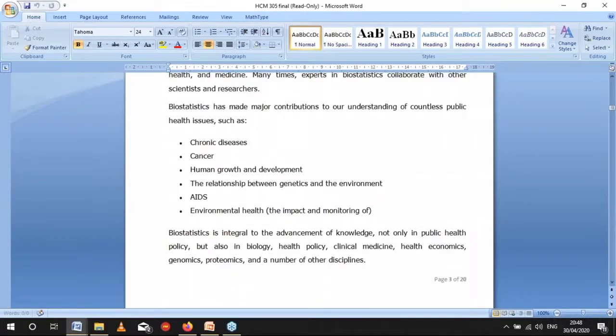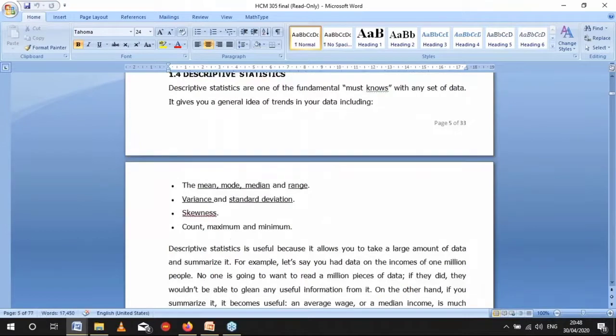So we want to define what mean is. We want to look at mean, mode, median, range. We also want to look at variance and standard deviation. And after we have gotten the definition for all this, we will go into a short period of simple calculations concerning these definitions.